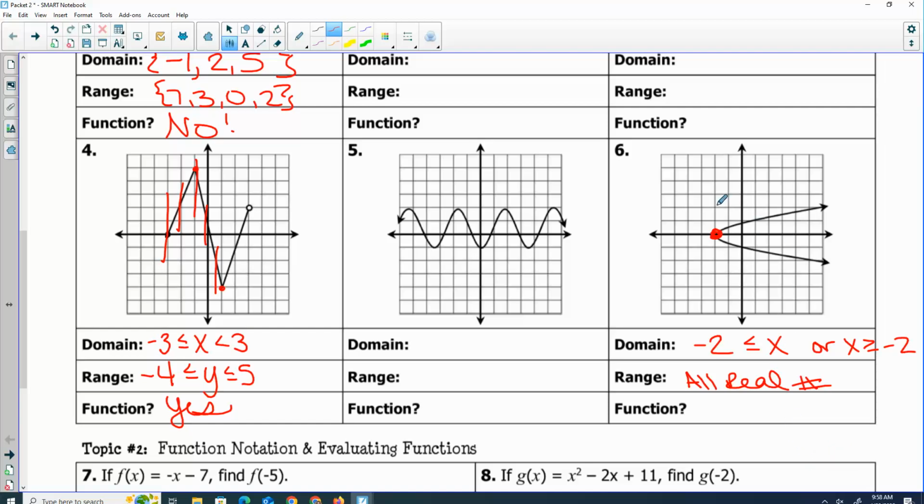To decide if it's a function, we have to look, do any vertical lines hit it more than once? So if I'm drawing vertical lines, can we draw lines that hit it more than once? Yeah, quite a few of them. See, these are all hitting it twice. If that happens, it is not a function.